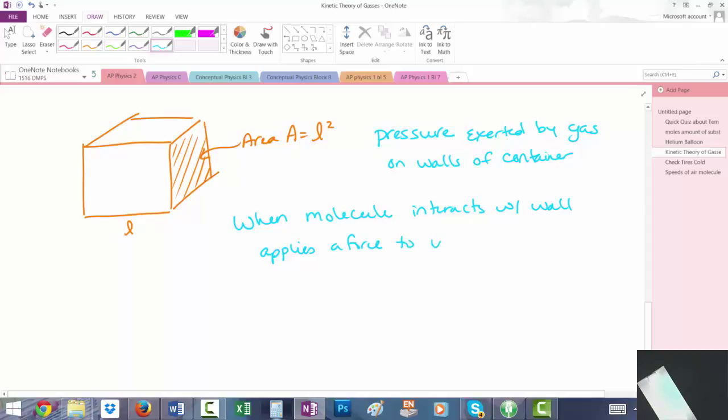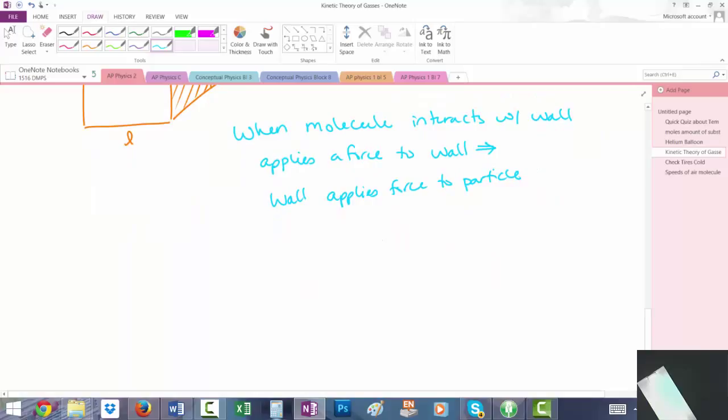So we know that when a molecule interacts with the wall, it applies a force to the wall. Let's make sure I write this down well. Which means that the wall also applies a force to the particle. This is good review stuff for us, right? We can figure out the magnitude of that force because we know the change in momentum.